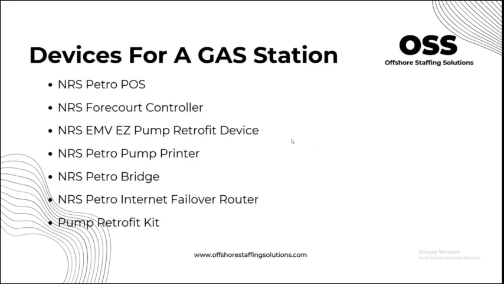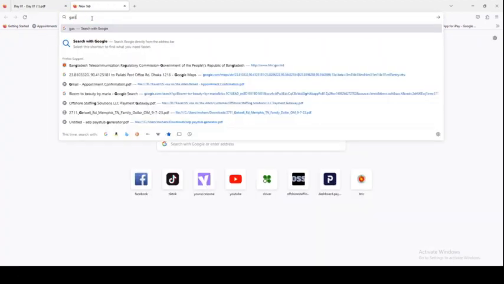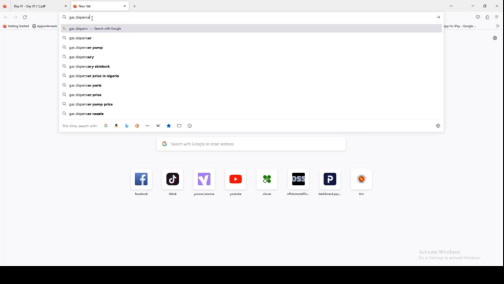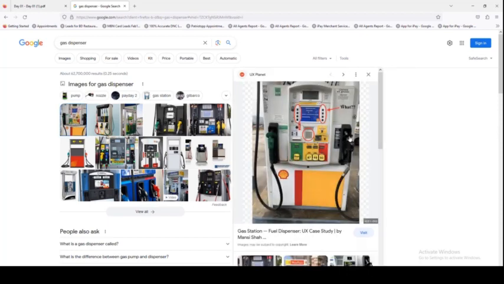So when somebody swipes their card or chips in their card or dips in their card onto the gas dispenser, what I want to give you is an example. If you take a look at this NRS EMV, okay, what is a dispenser? Okay, so gas dispenser. Let me give you an example here. This is a gas dispenser right here, and here is a little credit card swiper.